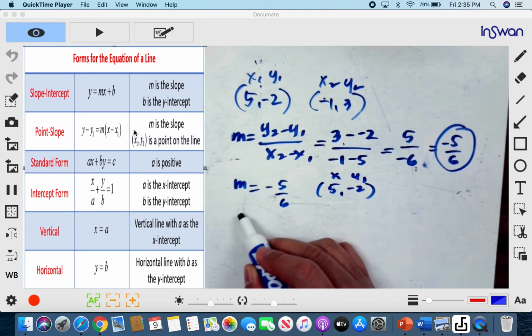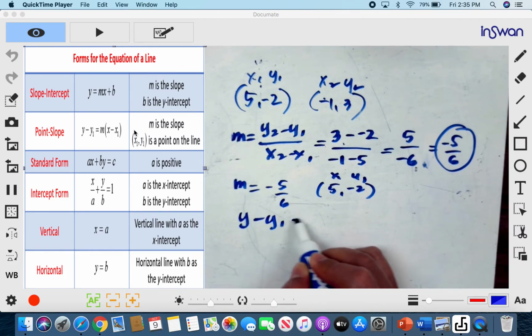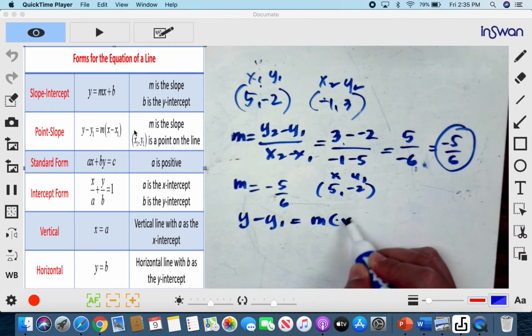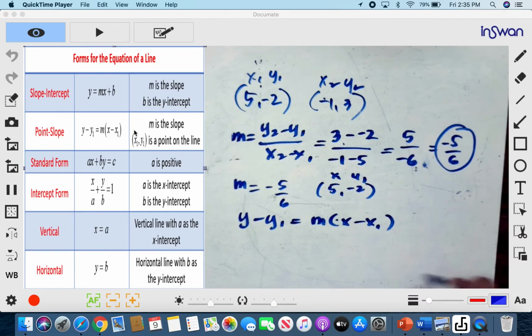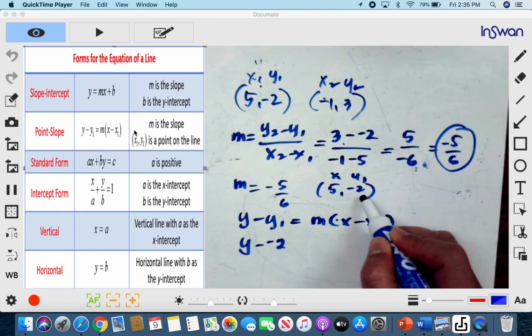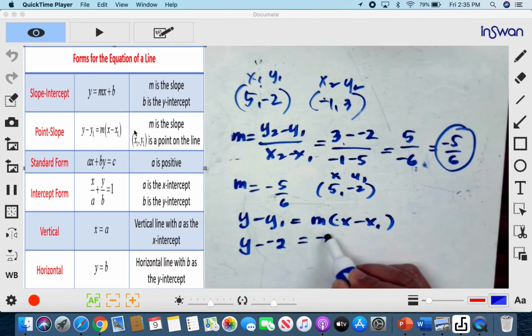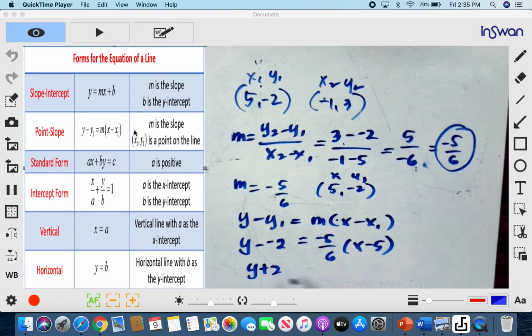Okay, and of course, the point slope form of the equation of a line is this form. Remember, x and y remain to be x and y. All the other things can be replaced. So you have y minus -2, because that's y1, is equal to -5 over 6 times x minus 5. So you will have now y plus 2 equals -5 over 6 times x minus 5.